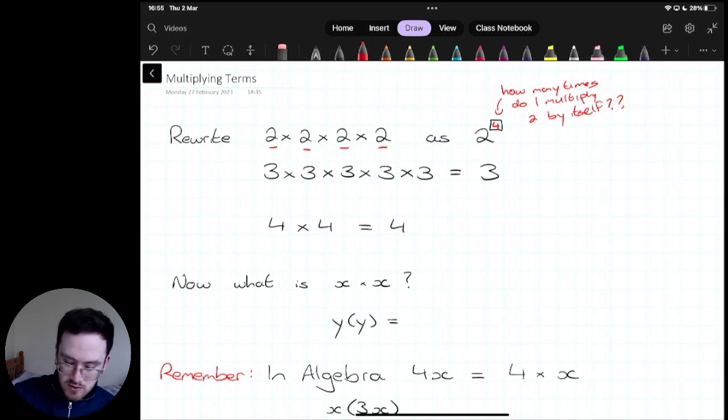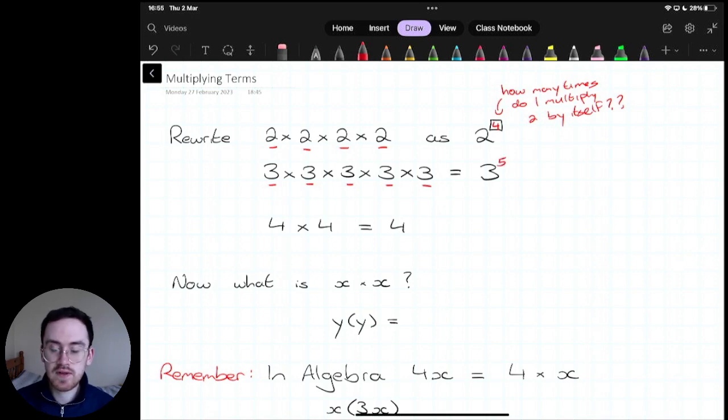Same with the next one. How many times am I multiplying 3 here? I'm multiplying it 5 times, so I get 3 to the power of 5. This 4 is going to be 4 to the power of 2. We should know 4 to the power of 2 is 16. We can do a similar thing with the rest of them.